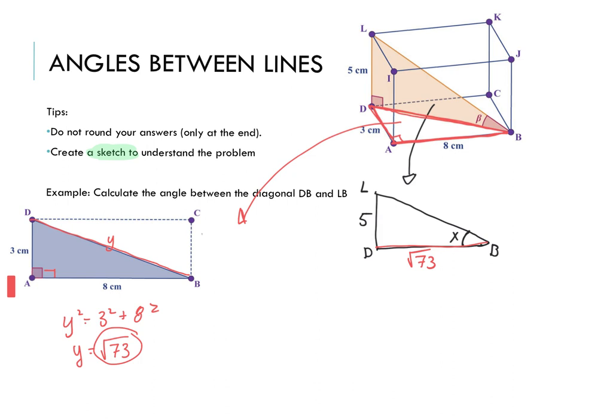And now we have enough information to find the missing angle. I'm looking for an angle. I know what the opposite and the adjacent side is. So the tangent of my angle is 5 over the square root of 73. Remember, I keep the square root of 73 because it's going to be a more precise answer. And when you put that into your calculator, you get that the angle is 30.3 degrees.